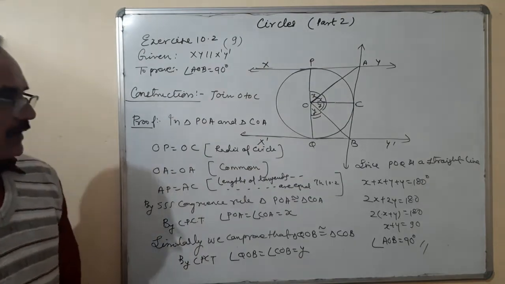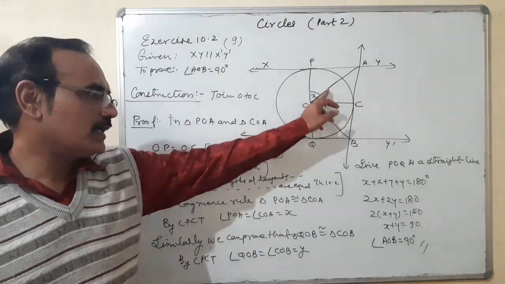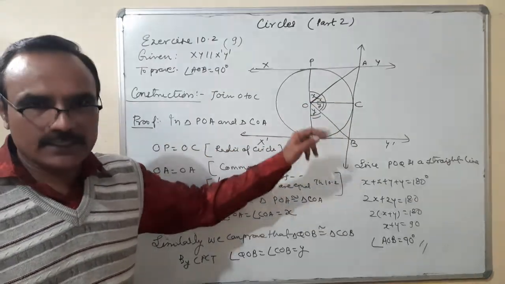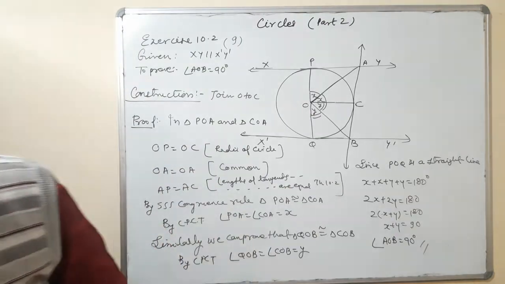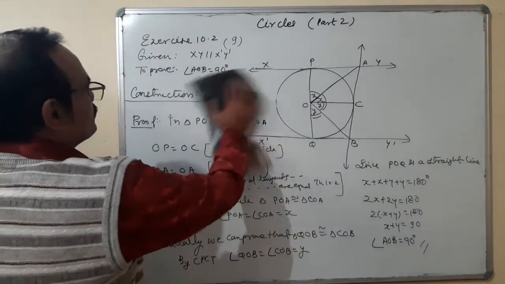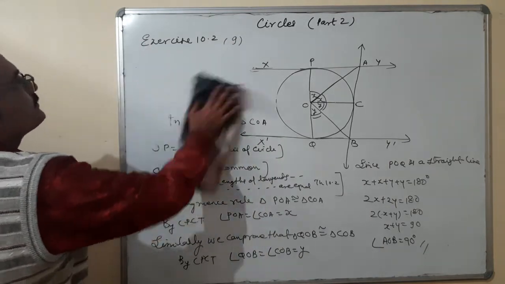Here, two portions are congruent. By CPCT they are equal. Same as they are congruent. By CPCT they are equal. Straight line, straight angle 180 degrees. Sum of four angles of this is equal to 180. So 2x plus 2y is equal to 180. Therefore x plus y is equal to 90.